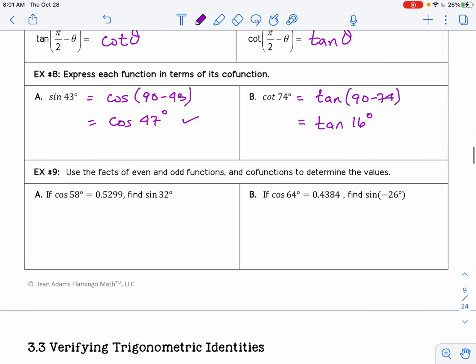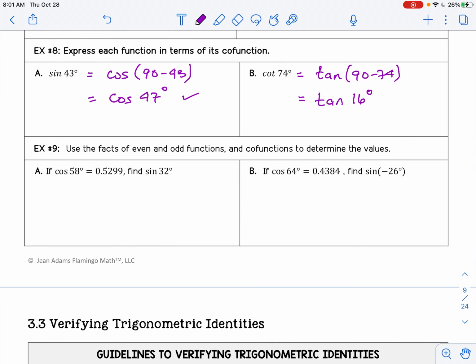These next questions are kind of cool too, because here's what they say. If cosine of 58 is equal to this, what is the sine of 32? I don't know if we've taught you enough to understand this or not, but guess what? Cosine of 58 is equal to the sine of 32, because the cosine of 58 would equal the sine of 90 minus 58, which would be 32, which means, by the transitive property, that also equals 0.5299. See how that works? If you look over here, what would this one be? If cosine equals that, find the sine of this.